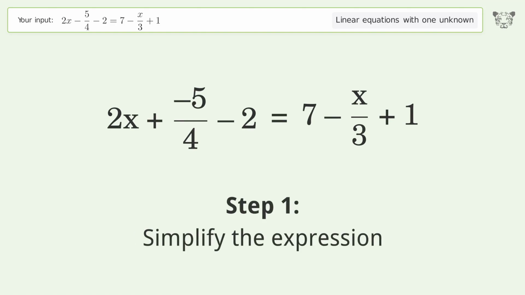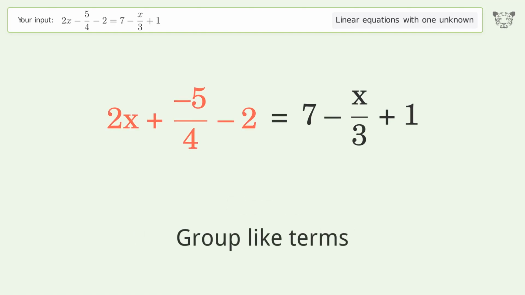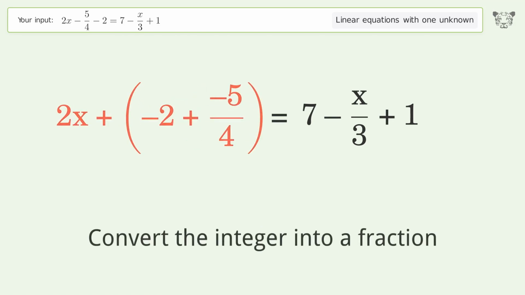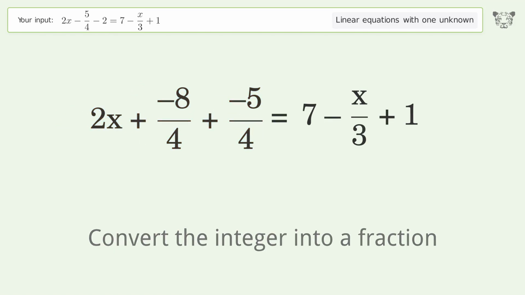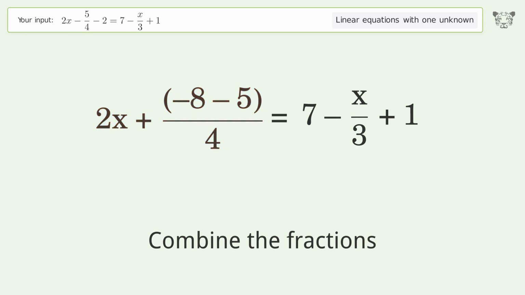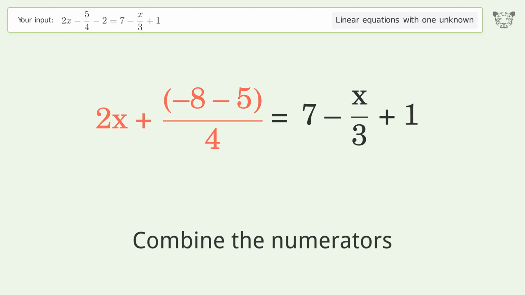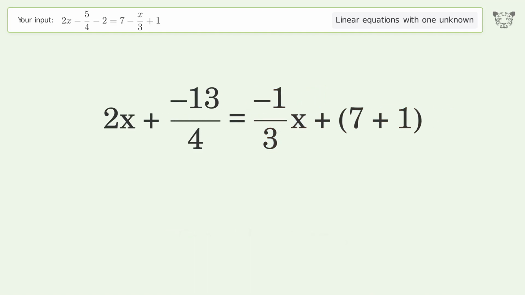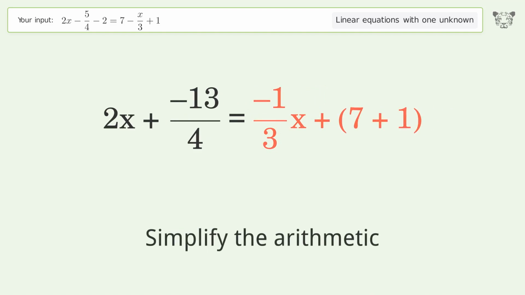Simplify the expression. Group like terms. Convert the integer into a fraction. Combine the fractions. Combine the numerators. Group like terms. Simplify the arithmetic.